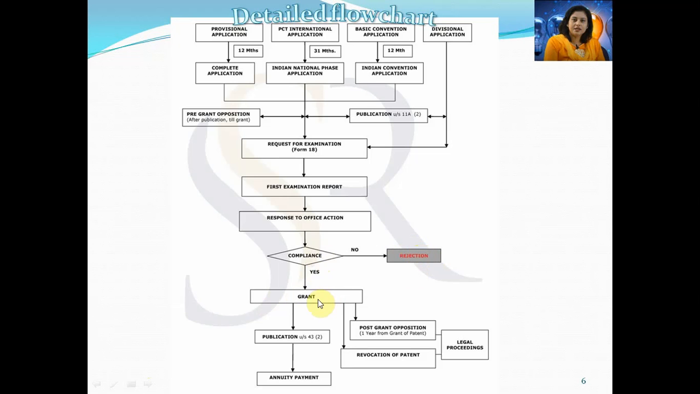Now, after the grant of patent comes the publication of patent, and then after publication, you have to go for annuity payment. Even after your patent has been granted, you can face post-grant opposition. Just like pre-grant opposition, you can face post-grant opposition, but here it will be 1 year from the grant of patent. That means after the grant, you will be given 1 year. Within 1 year, if anybody opposes your patent, then you have to revoke your patent. These 2 are all legal proceedings.